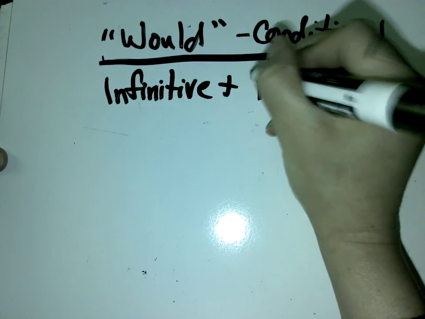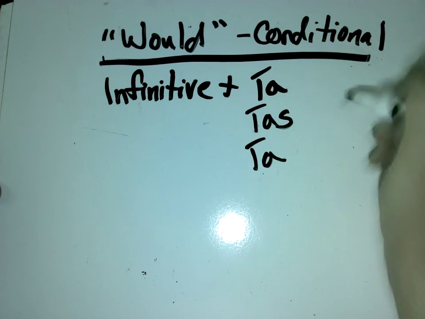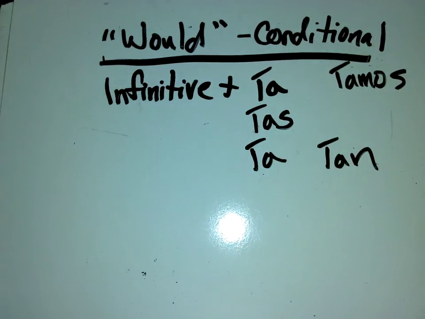So the endings are ía, ías, ía, íamos, ían. Do these look familiar to you? They should, because these were the imperfect endings for an ER-IR verb. But the difference is, in the imperfect, you have to take off the ER or the IR, right? Do we take off an ending for the conditional? You don't. It stays in the infinitive. So give me a verb that we would use in the infinitive.